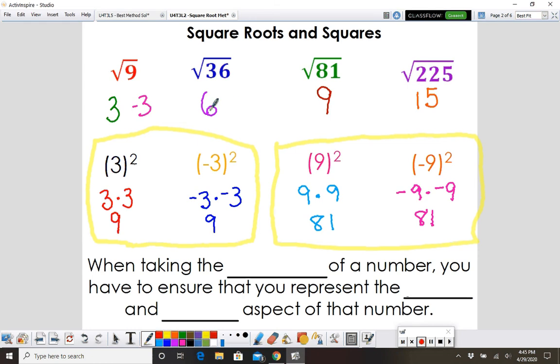So again, think about 6. 6 times 6 is 36, but also -6 times -6. So every number is going to have two square roots. It's going to have a positive value and a negative value, okay? Because 9 times 9 is 81, and -9 times -9 is also 81. So when you're taking the square root of a number, you have to be sure that you represent the positive value and the negative value of that number.